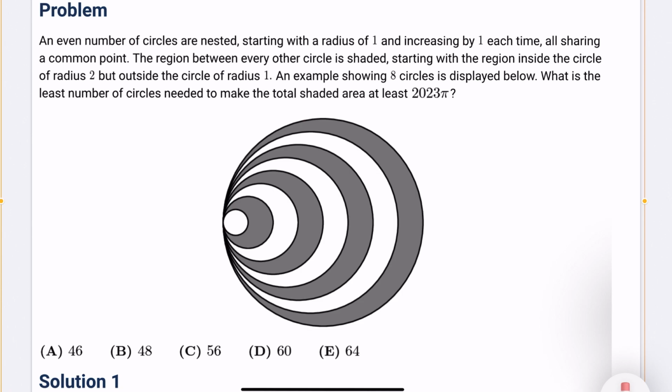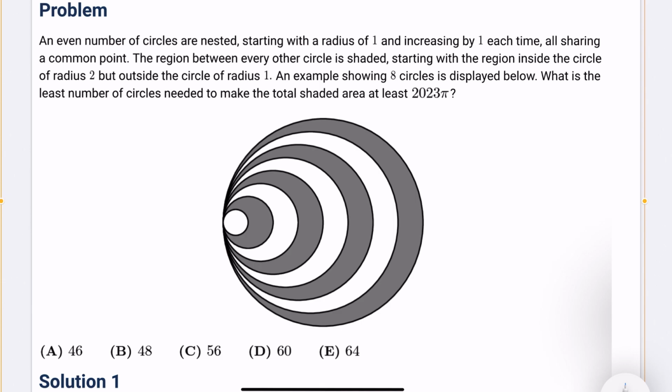The problem states, an even number of circles are nested, starting with a radius of 1 and increasing by 1 each time, all sharing a common point. The region between every other circle is shaded, starting with the region inside the circle of radius 2, but outside the circle of radius 1. An example showing 8 circles is displayed below. What is the least number of circles needed to make the total shaded area at least 2023 pi?